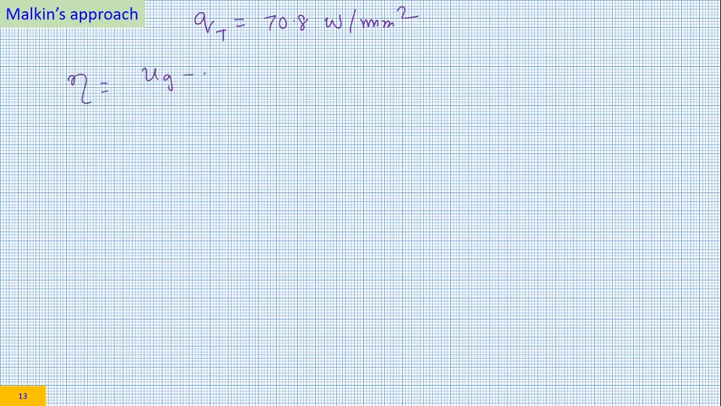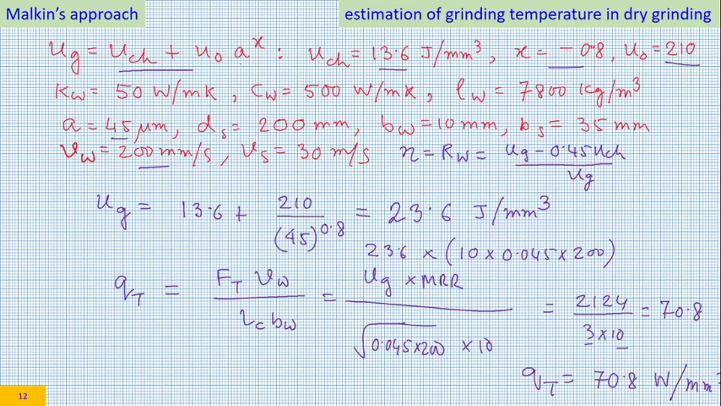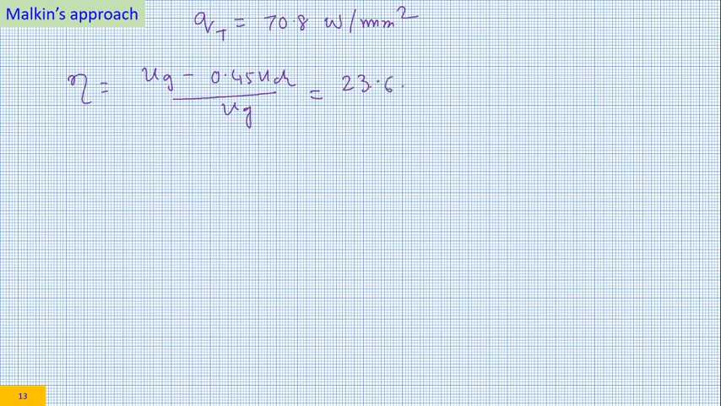Eta is UG minus 0.45 UCH divided by UG. UG I believe was 23.6. I have forgotten. Yes, it is 23.6 minus 0.45 into 13.6 divided by 23.6. So that will give you eta, which happens to be RW as well, equal to something. So let us find out how much it is. So this is coming out to be 0.74.